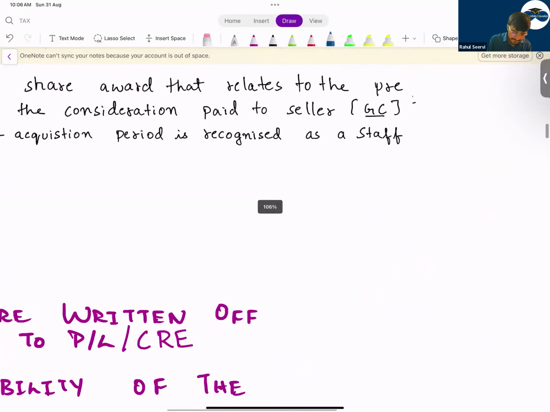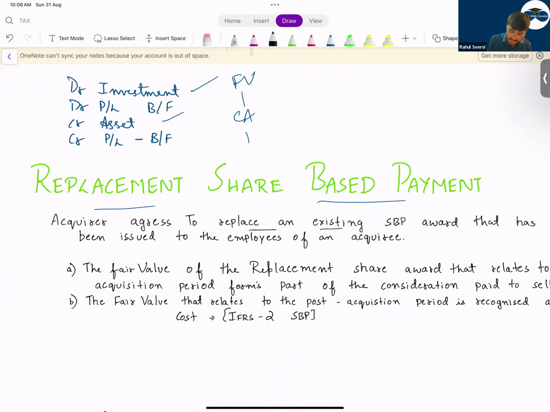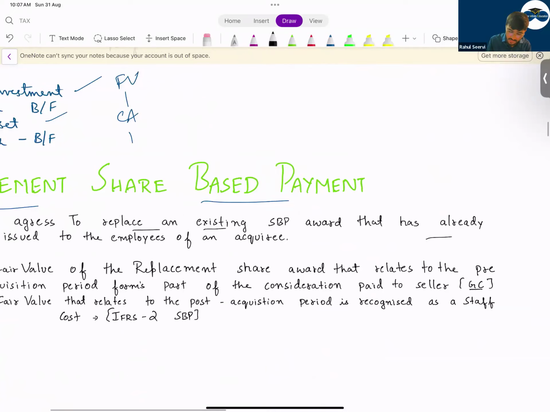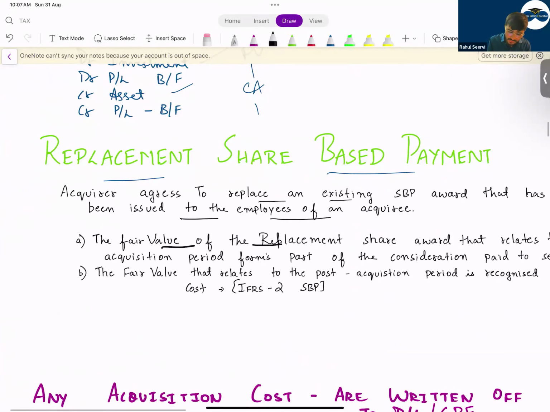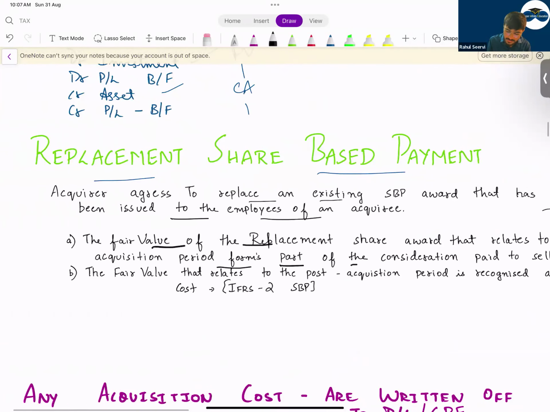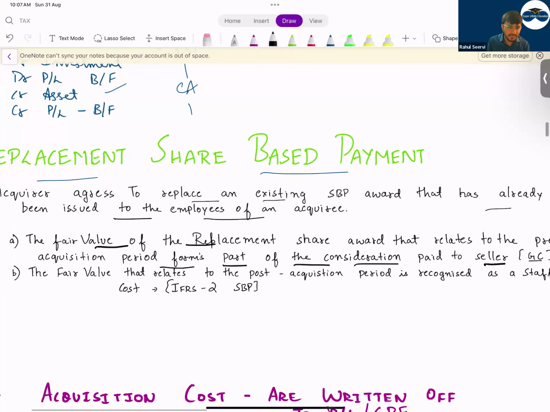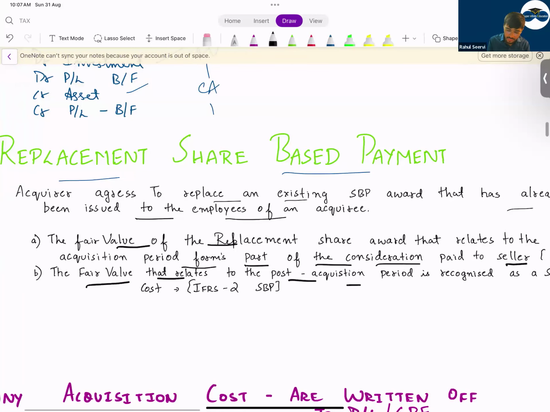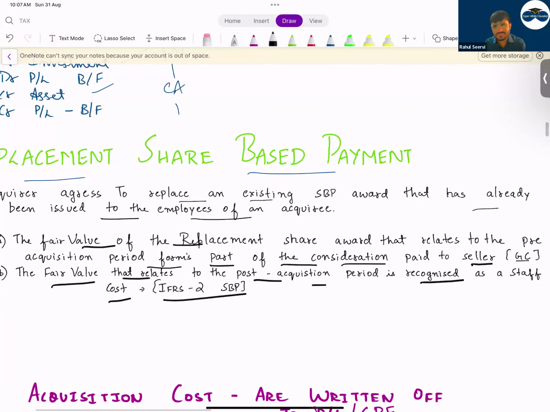So see here now: the acquirer agrees to replace an existing share-based payment award that has already been issued to the employees of the acquiree. The fair value of the replacement share award that relates to the pre-acquisition period forms part of the consideration paid to the seller for the goodwill calculation. The fair value that relates to the post-acquisition period is recognized as a staff cost as per IFRS 2 normal. I hope everyone has understood this part also.